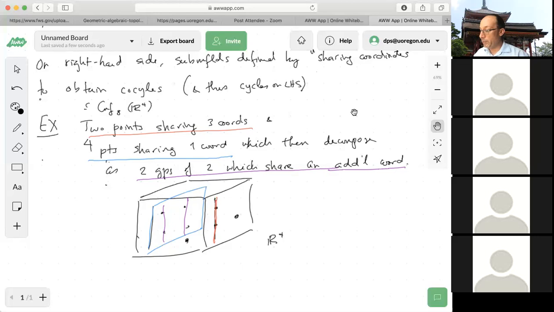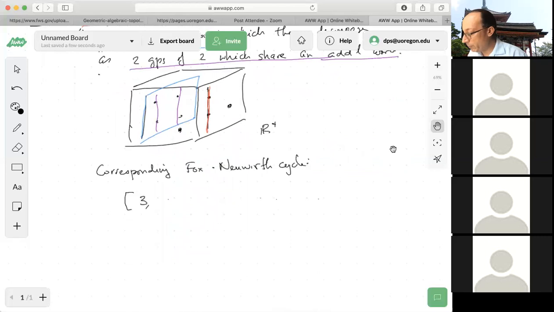First, I claim that this is easy to translate into a corresponding Fox-Neuwirth cycle. Namely, for example, the two points sharing three coordinates, if they came first, then I'd have a three in the name for the cycle, because that's how many coordinates they share. And then I'd have some other points, and maybe I do the four points which share one. But because they break up into two groups of two that share one, in fact, I should put twos here. And then the other two points are free. Let's see, one, two, three, four, five, six, seven. So they can be where they want.